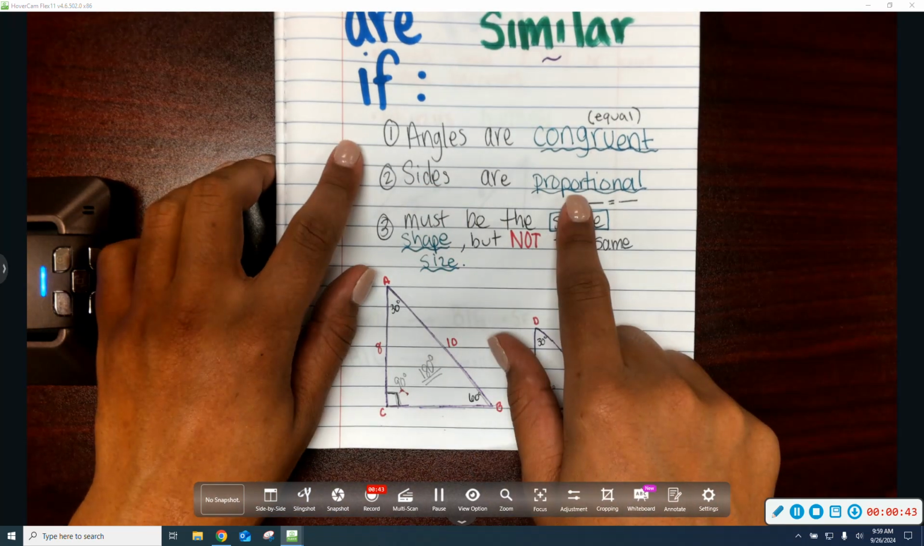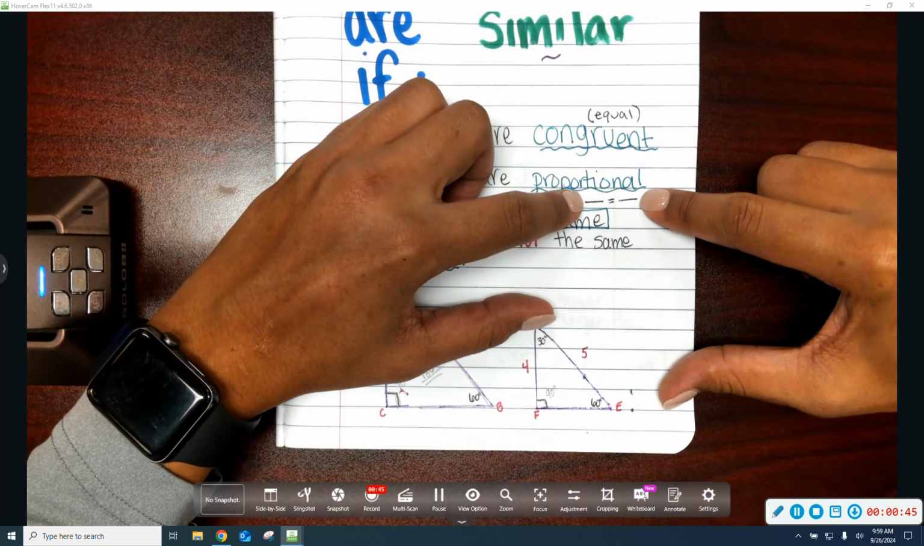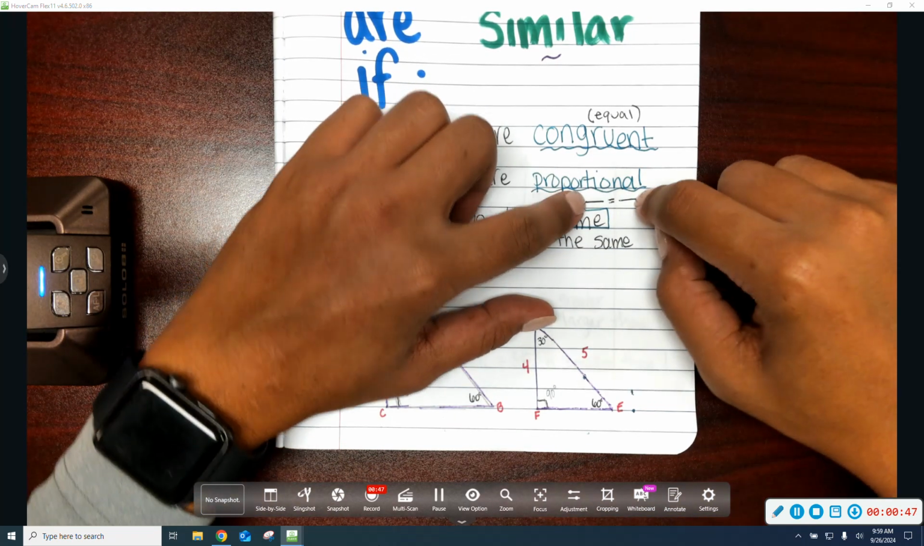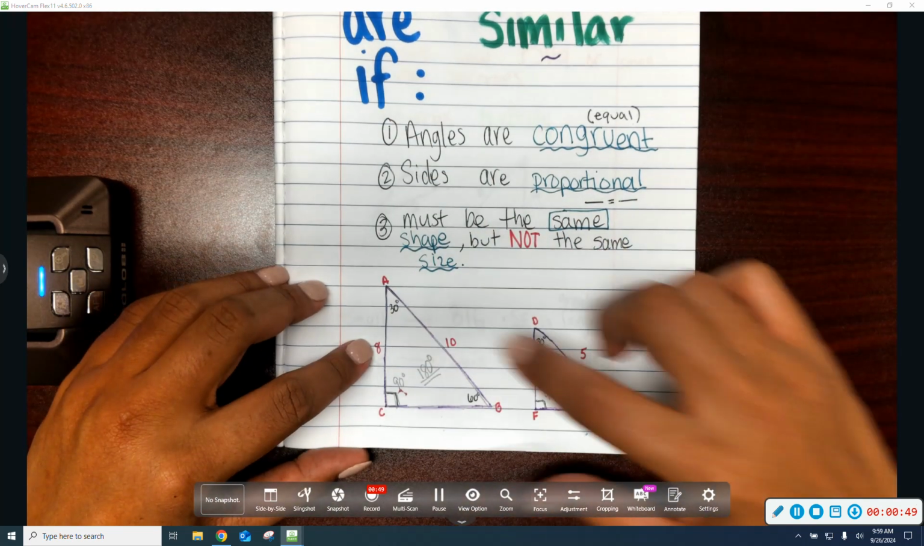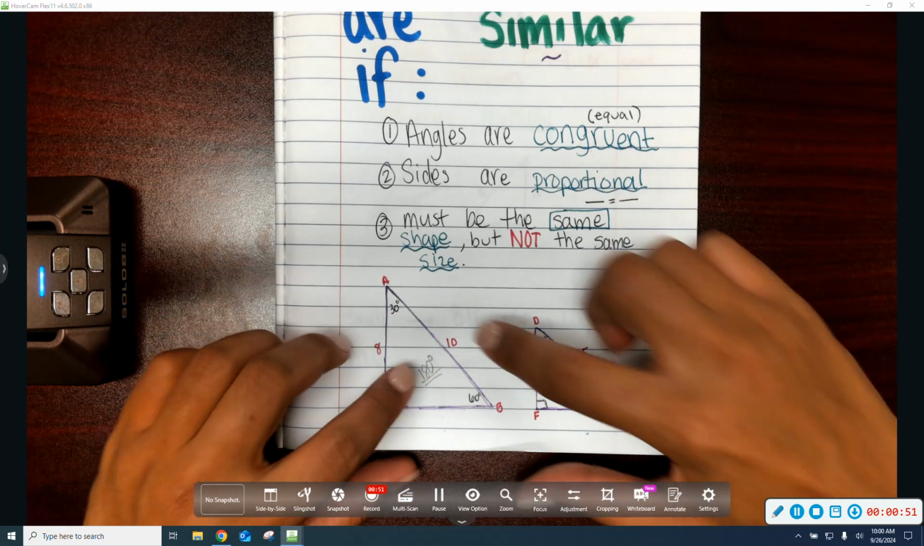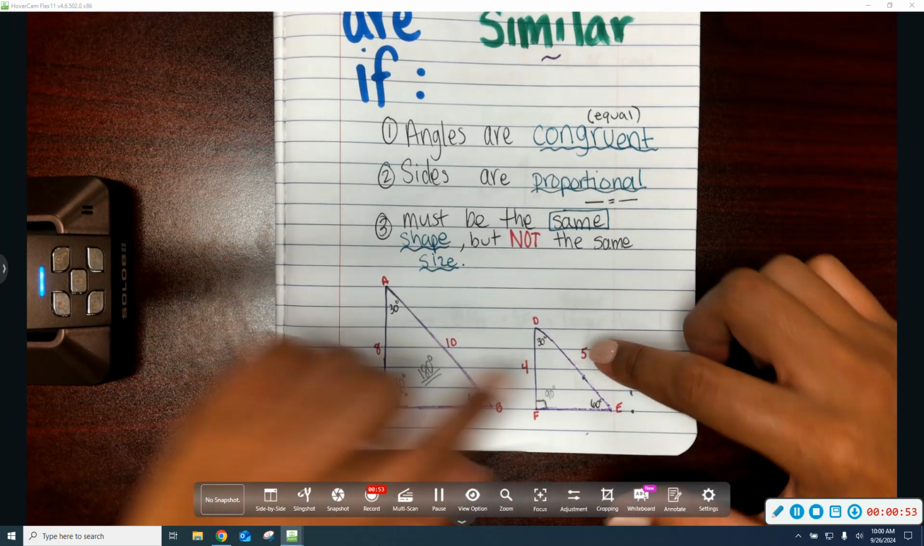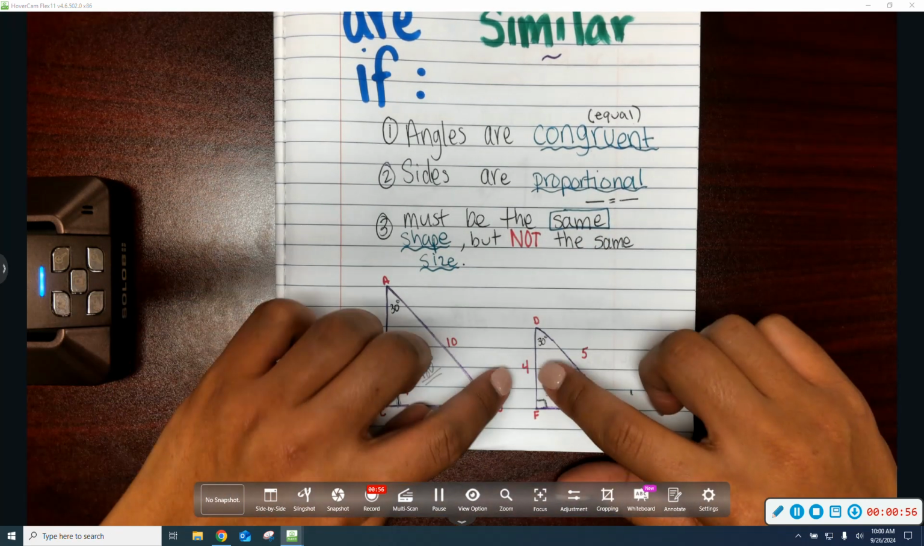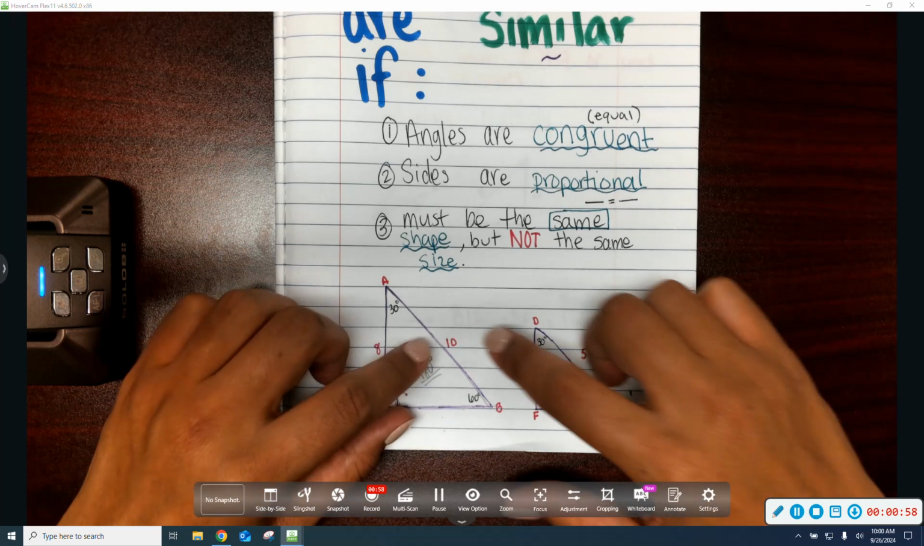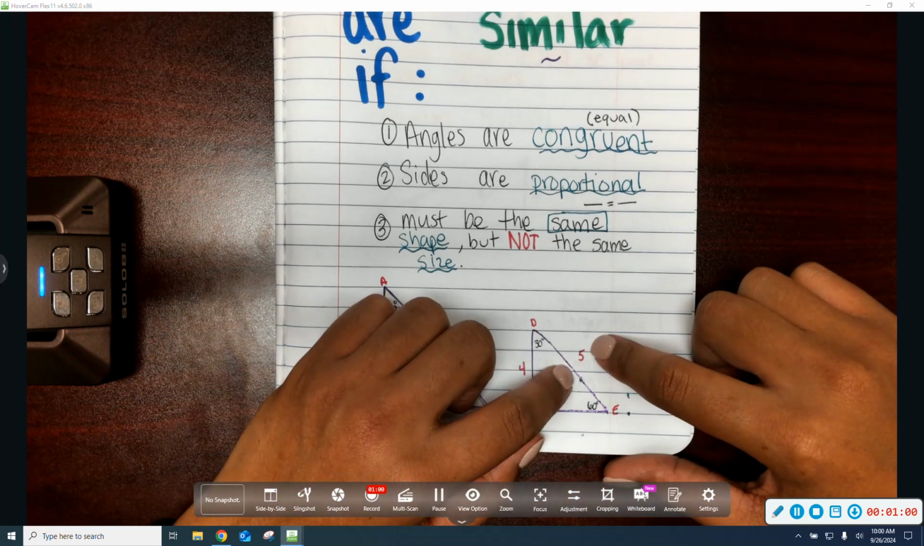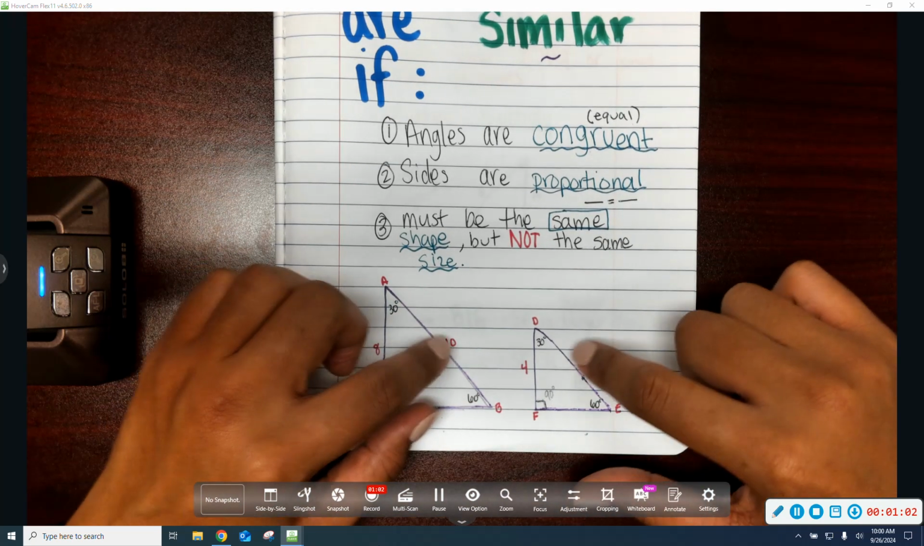Sides are proportional. Remember, that's where we set up our proportional lines to see if the sides correspond or match with each other. As you can see, 8 corresponds with 4. 10 corresponds with 5. These sides are proportional.